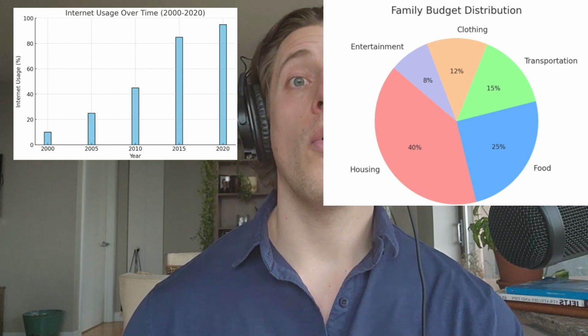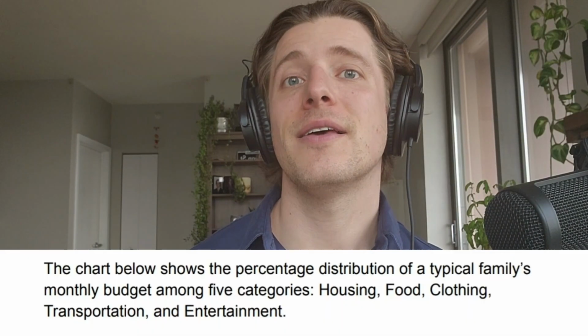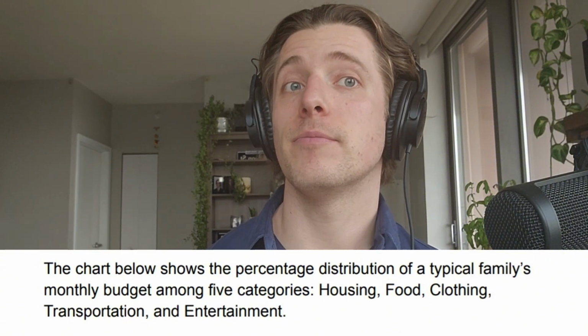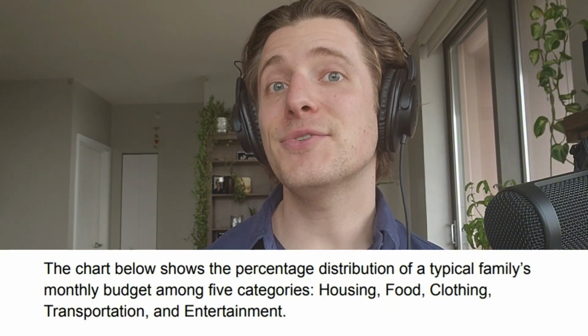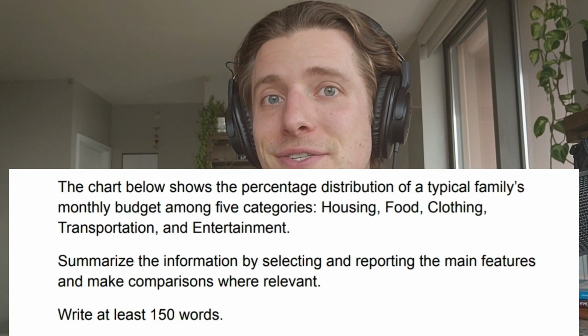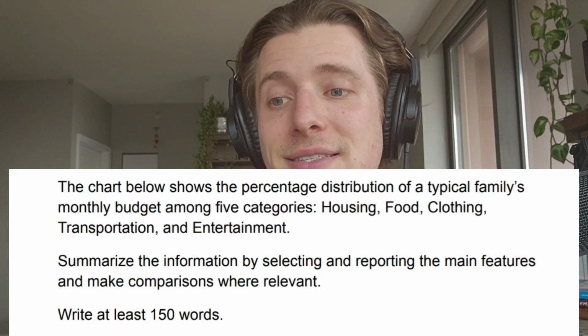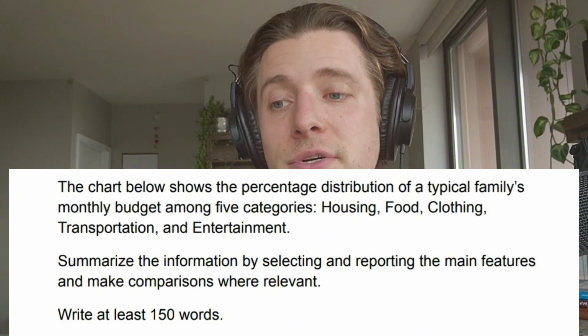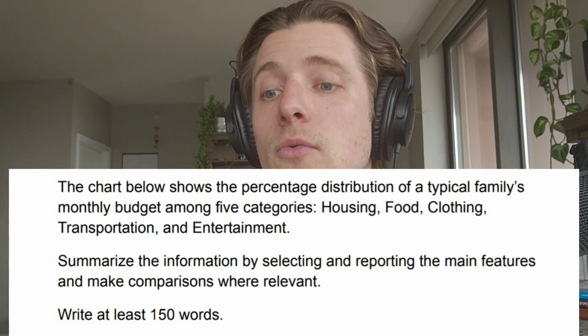In IELTS Writing Task 1, you'll often see graphs, charts, or tables. The directions will often say, the graph shows, the table shows, blank. This will be followed by these instructions. Summarize the information by selecting and reporting on the main features and making comparisons when relevant.